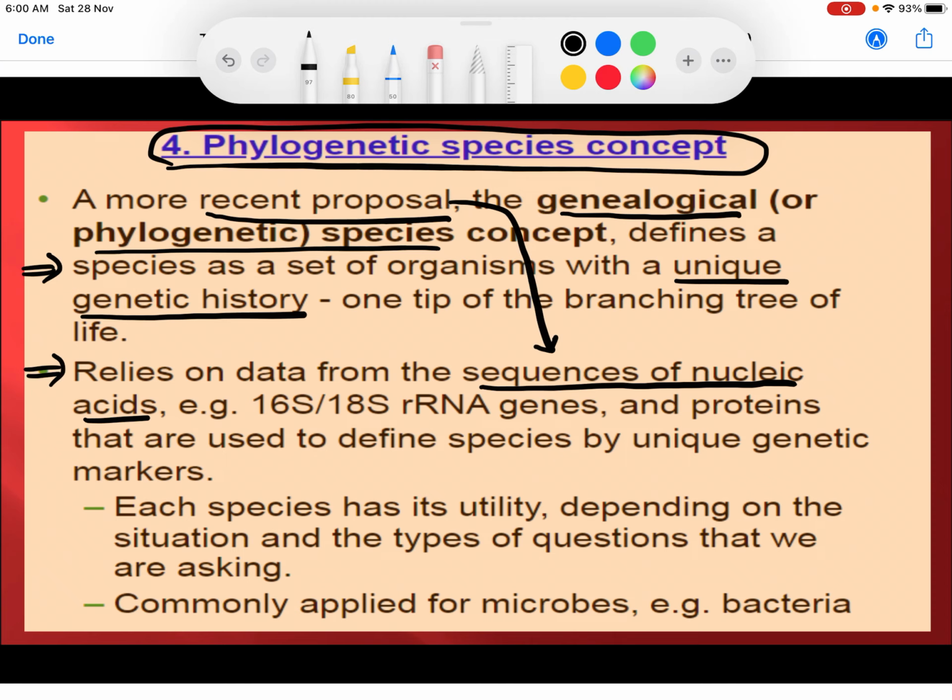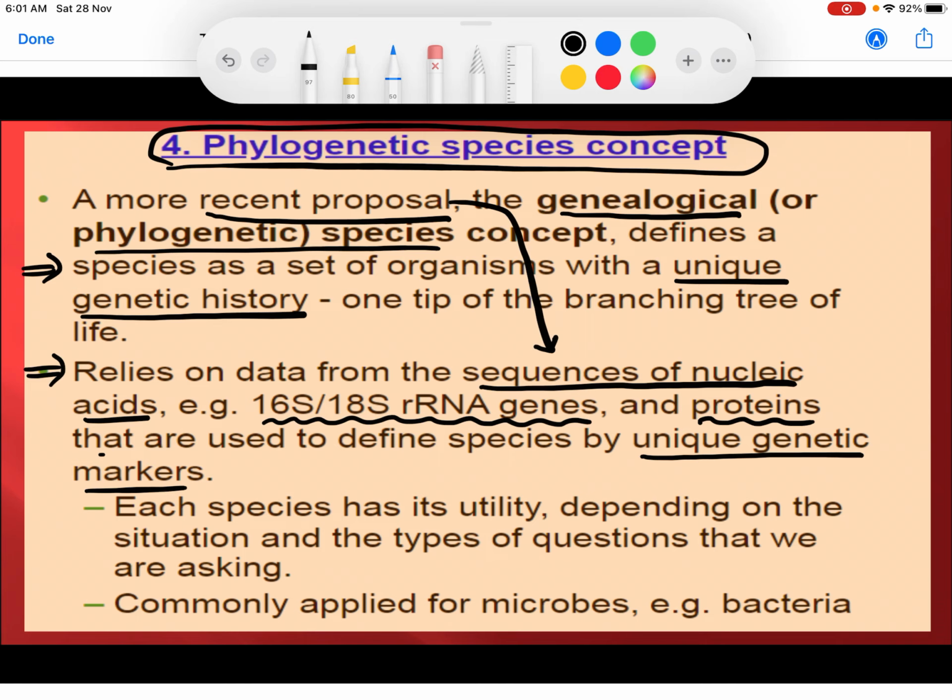So, it relies on the data from the sequence of nucleic acid. For example, in general, an RNA sequencing tool is used. You are supposed to remember these things. Definitely it is maybe the first time you have encountered them, so maybe some words seem very abnormal and new to your mind. So, sequencing of nucleic acid is based recently mostly on RNA sequencing. So, 16S RNA or 18S RNA genes are identified and their behavior learned. That knowledge is applied here for the phylogenetic species concept. Now, RNA is responsible for the formation of proteins. So, proteins are also used to define a species by their unique genetic marker. Now, what is the meaning of genetic marker?